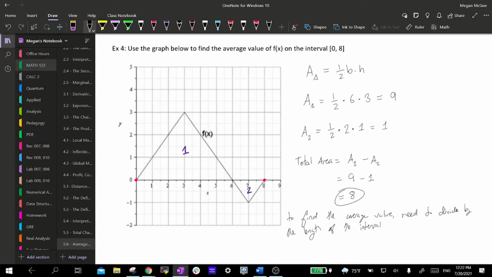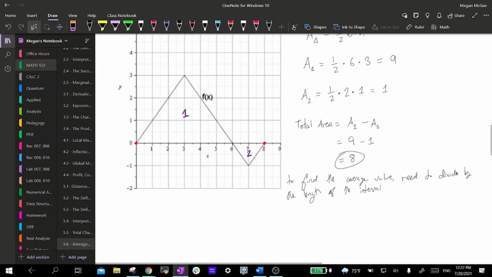The length of the interval is our b minus a. So in this case, b minus a is 8 minus 0, which just gives us 8. So the average value is going to be our total area divided by the length of our interval. So our average value is 1.